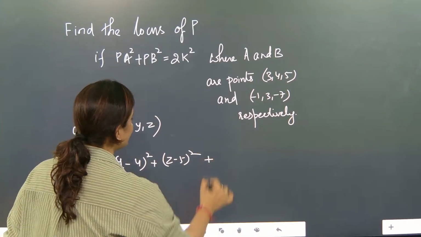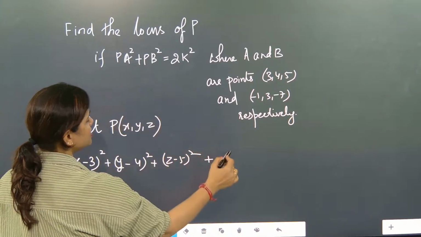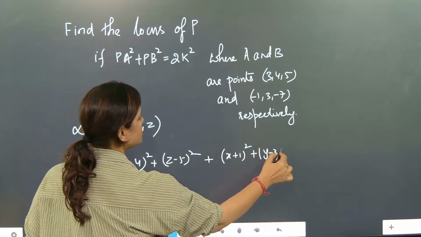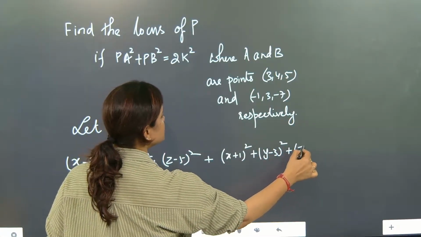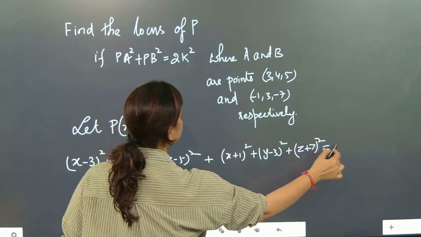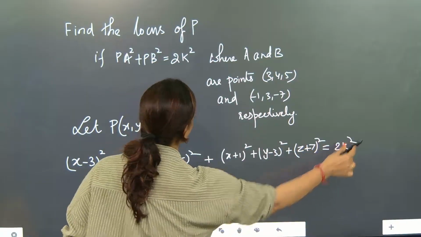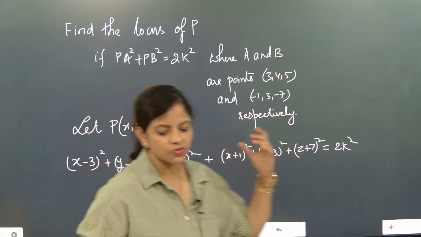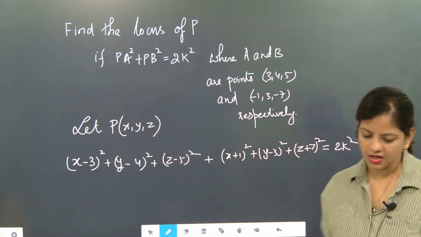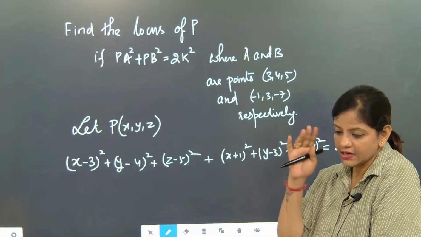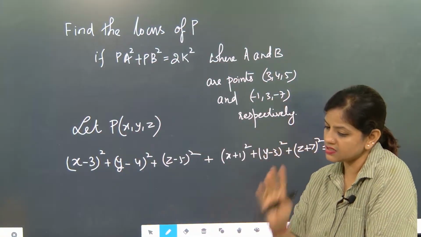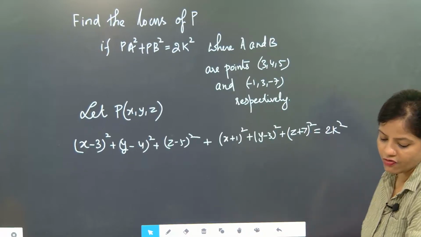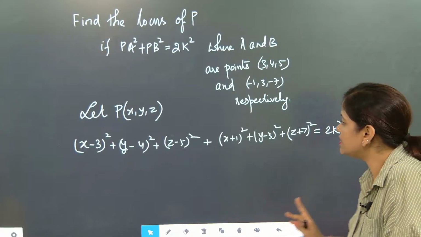Okay. Next part, what will become beta? PB. PB means again this time it will become (x plus 1) whole square plus (y minus 3) whole square plus (z plus 7) whole square is equal to 2k square. Now you only need to solve it and get the answer in terms of x square, y square and z square. That's it. The question looks very difficult, but the answer is the same only. Let's see, I'm going to solve this part by part, and the answer will come in the format of k square only. Nothing big is there.